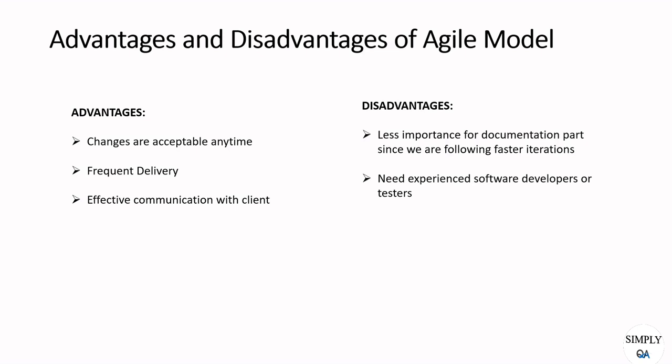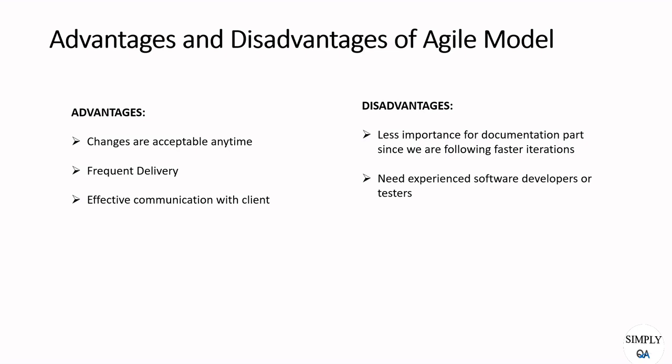And also the communication with the client will be effective, and it will take place often. In each iteration we will communicate multiple times with the client, and we will come to know about their alterations in the requirements. So effective communication is also possible in the agile model.